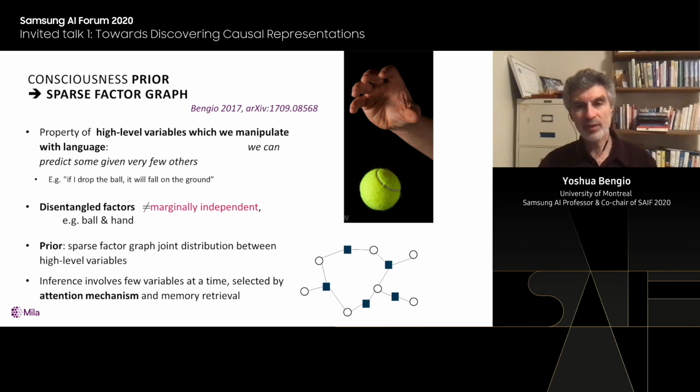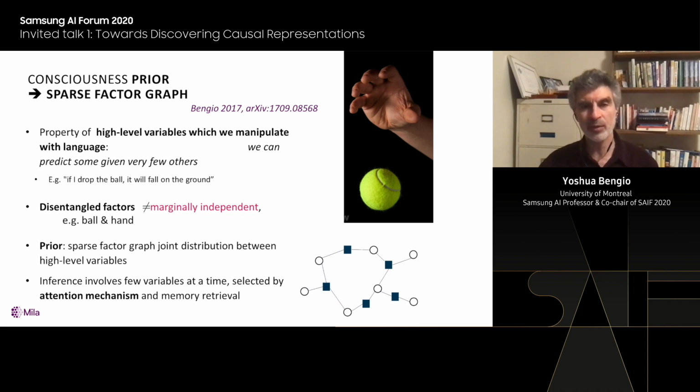And what makes me think that they're sparse is to look at the way that we express knowledge with natural language, where something like a sentence is a statement that involves very few variables. So if I say, if I drop the ball, it will fall on the ground, it involves just the ball, the ground, and the act of falling, and the position of the ball, right? So very few elements.